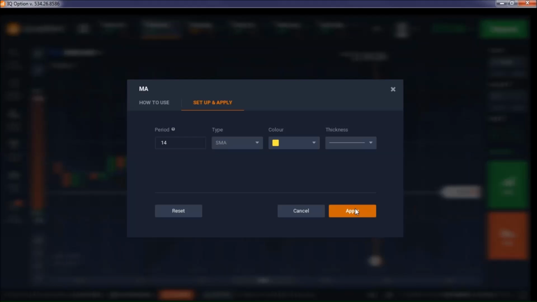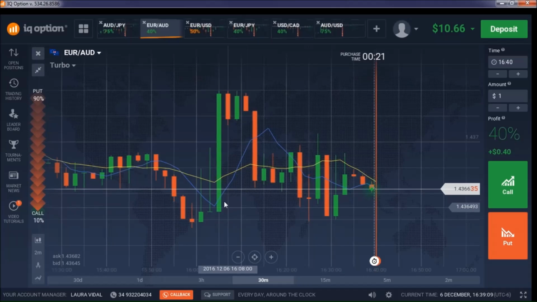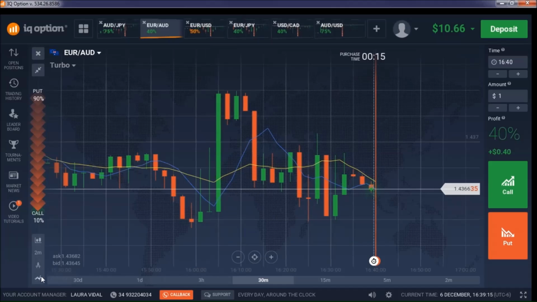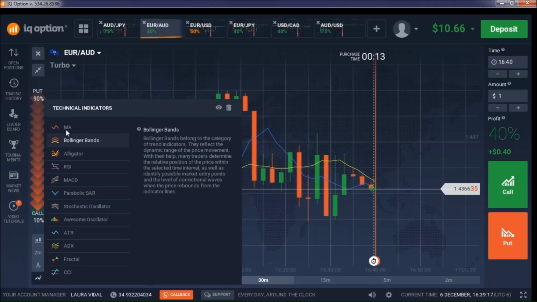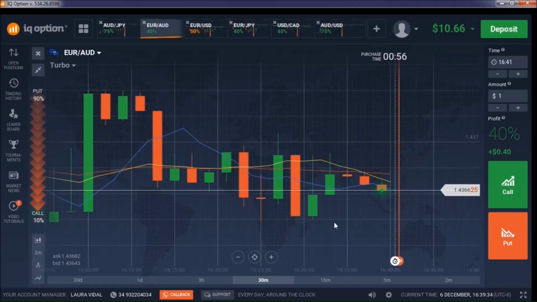Everybody there? Great. So we're going to add the third moving average, and it's going to be with a period of 26 with the color red, and apply. So now we're set up for the 2 minute strategy.